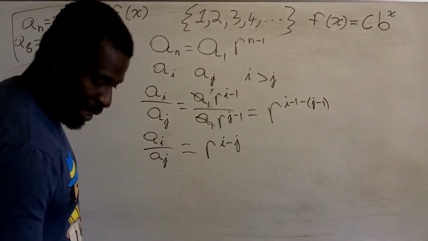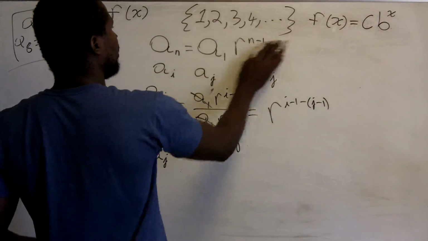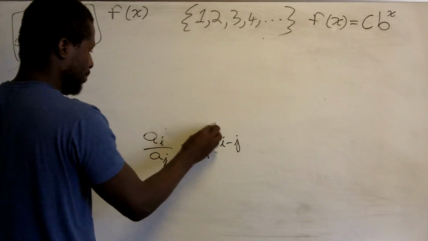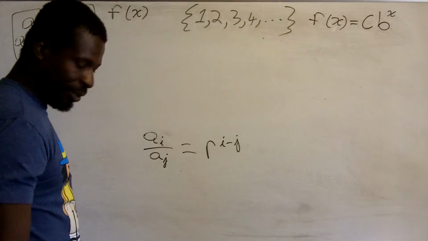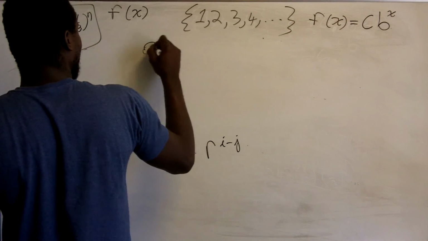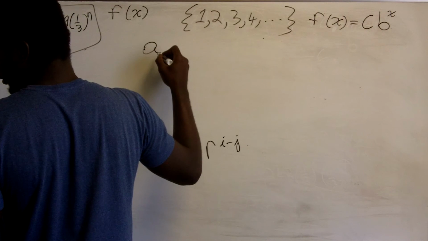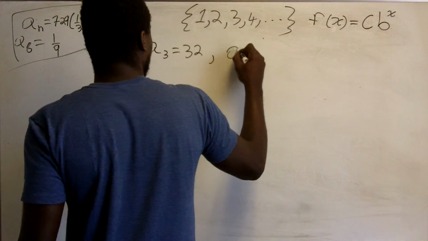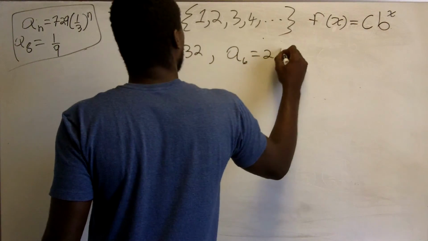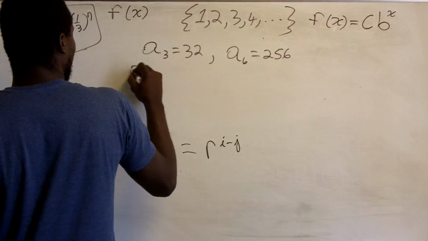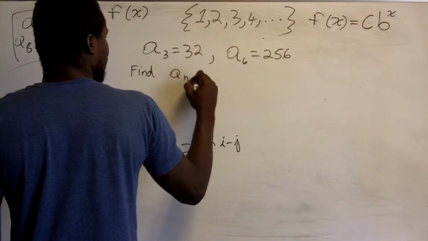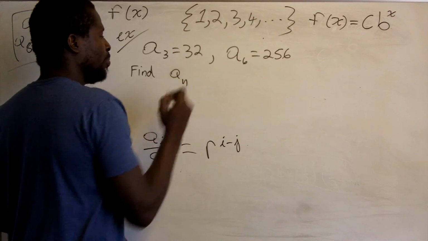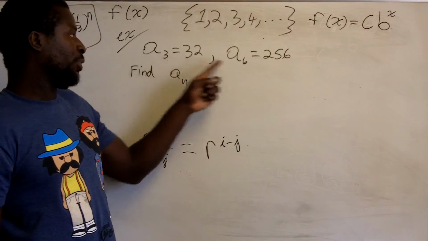Alright, let's take a look at an example where we're going to use this, where they don't give us the first term, but they give us two subsequent terms. Let's say we know that A3 is equal to 32, and that A6 is equal to 256. We want to find An, the nth term. We know A3 and A6.